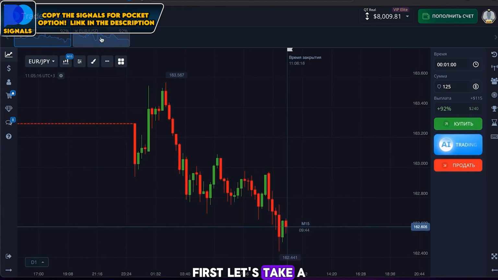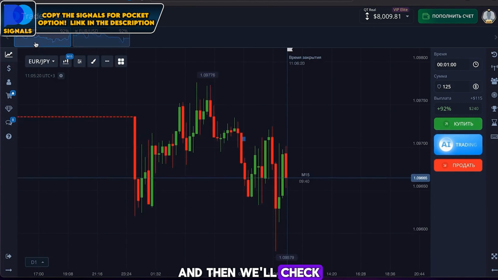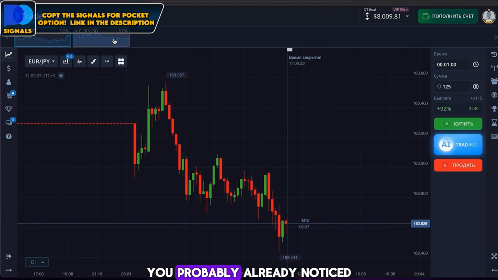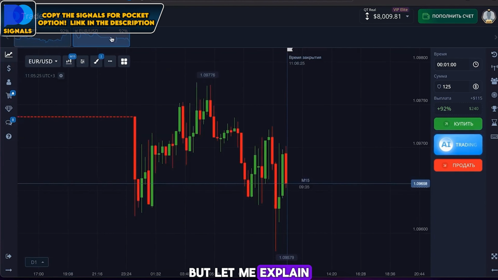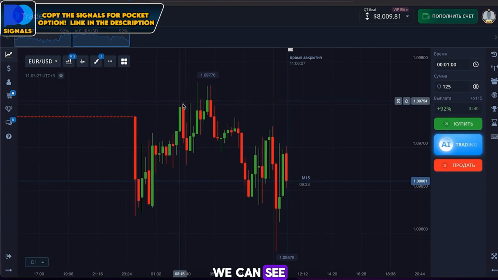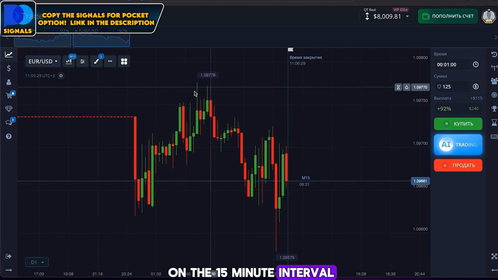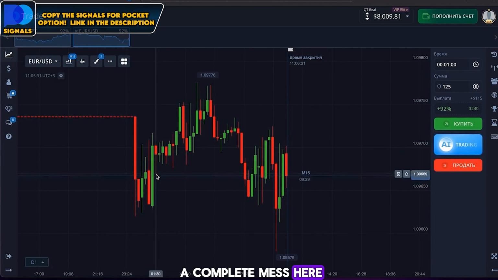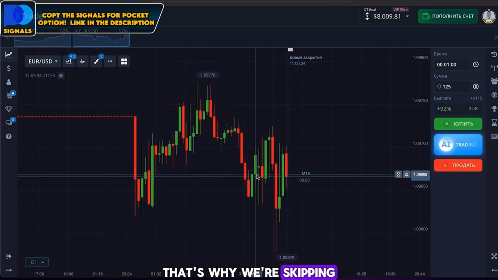First, let's take a look at Euro dollar, which I also have open. And then we'll check Euro GBP. You probably already noticed the difference, but let me explain. On Euro dollar, we can see there are strong pullbacks on the 15-minute interval, so right now it's a complete mess here, and it's harder to open in one direction. That's why we're skipping Euro dollar, even though I usually trade on it, and I'm moving on to Euro GBP because we can see that it's calmer and more comfortable for us to trade.